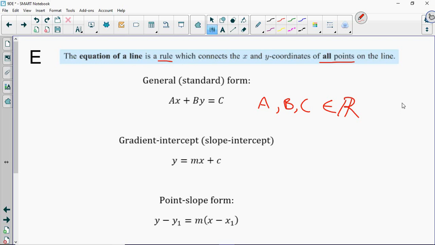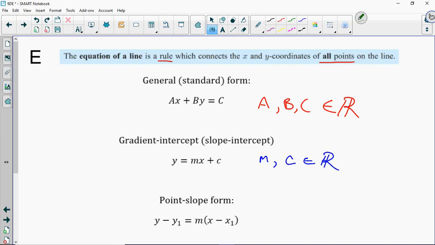For the purposes of our course, I actually find general form to be usually not the most helpful or the most intuitive form, but whatever, it works. There's nothing wrong or bad about it.